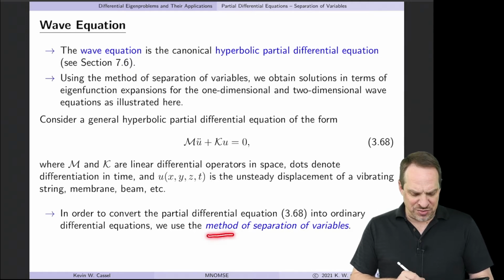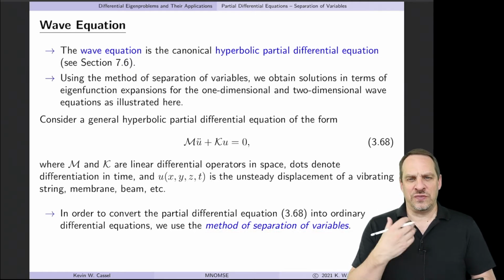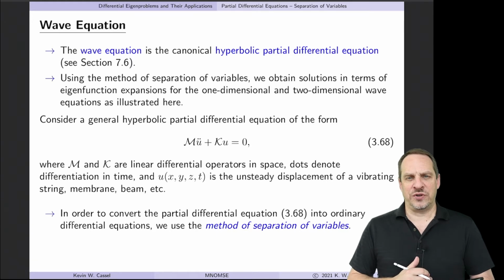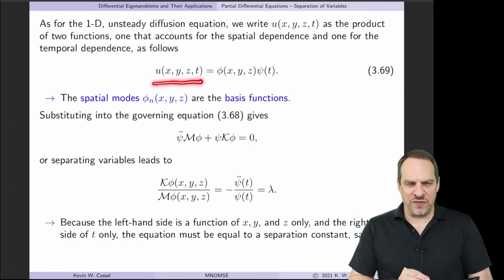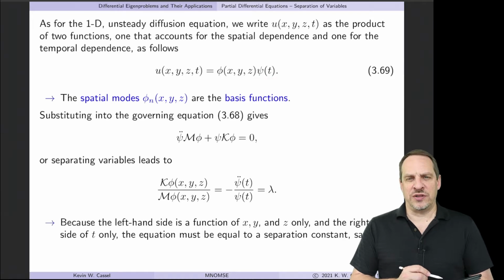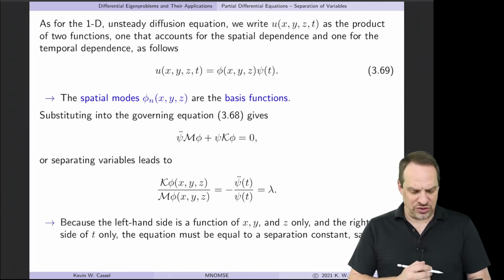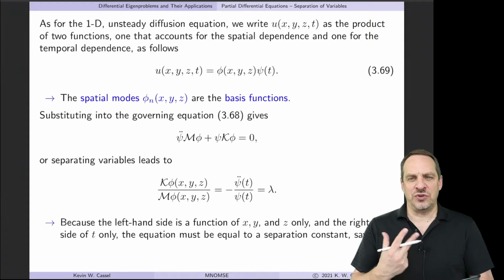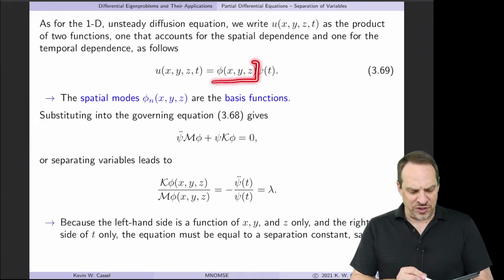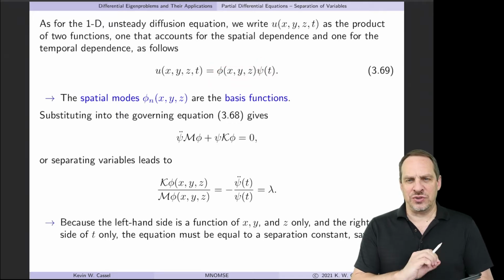Again, we're going to apply the method of separation of variables and show how we can convert the wave equation into ordinary differential equations, to which we can apply our usual eigenfunction expansion approach. We start by taking the dependent variable, u, and breaking it up into the product of two pieces: phi, which accounts for the spatial aspect of the solution, and psi, which accounts for the temporal aspect. Notice in the previous cases we only had two variables, x and y, or x and t. When you have more than one spatial variable, we'll combine all of that into the phi.